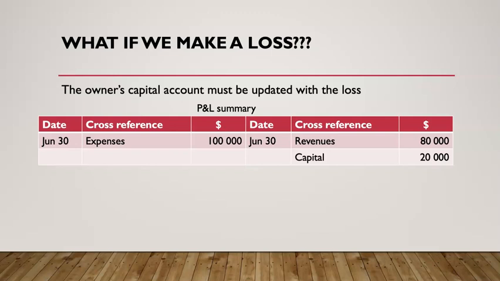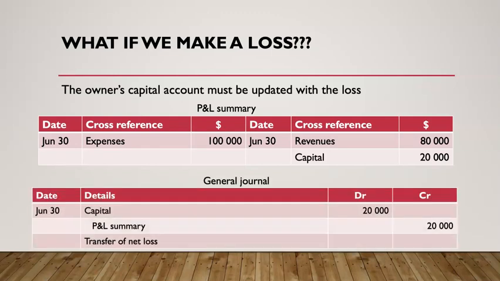To balance this profit and loss summary account, we're going to actually, in this case, credit this account with capital. Credit this account, and our debit would be capital, recognizing that hence our business worth has gone down. And this would look like this and would be in our general journal and would be a transfer of net loss.